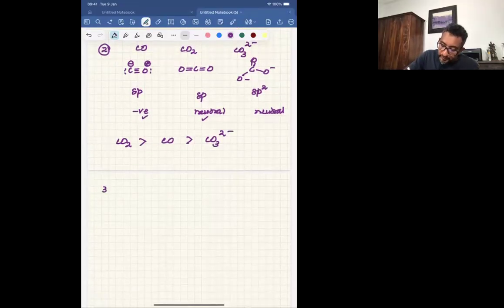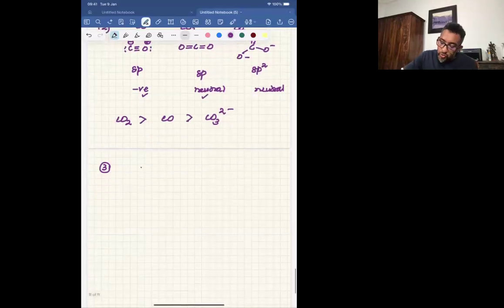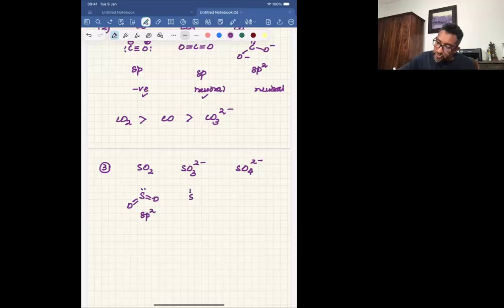Third one, SO2, SO3 2 minus, and SO4 2 minus. SO2 means you have sp2 hybridization. SO3 2 minus is sp3 hybridized. SO4 2 minus is also sp3 hybridized.